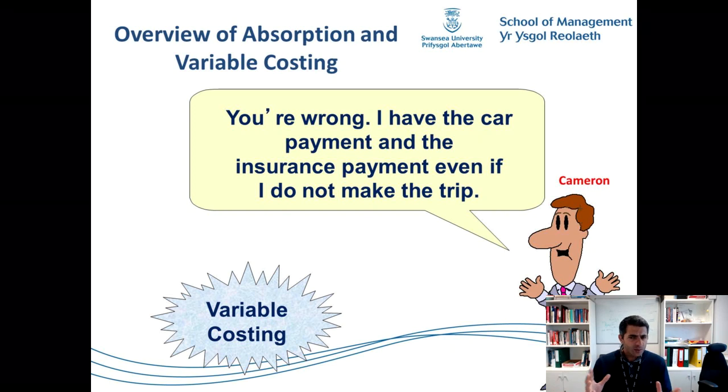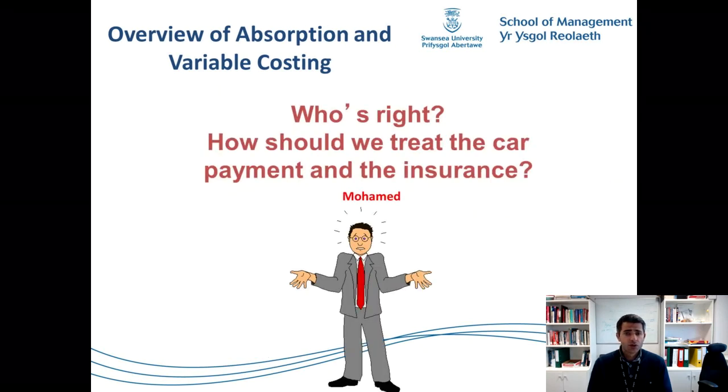So as you see now, there are arguments between Cameron and Josh in terms of the variable costing and the absorption costing elements. So now the question is, who's right and who's wrong? How should we treat the car payment and the insurance? So this is the topic for today. It's an interesting topic. It's about absorption costing and variable costing.